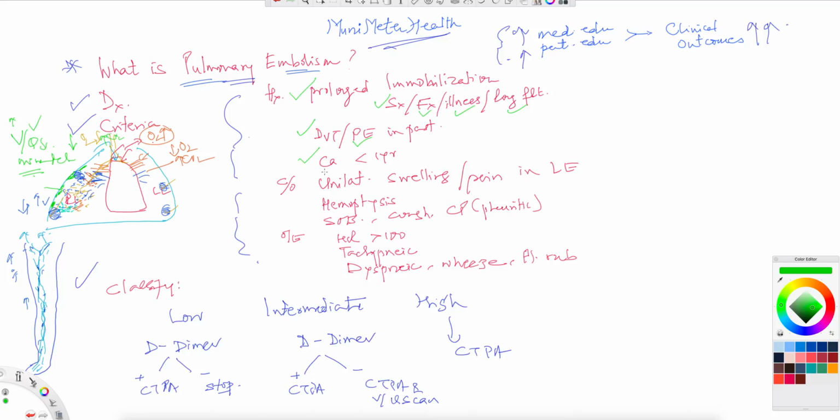And a history of cancer recently or within the year, whether actively being treated, or even if it's dormant but within the year. And then you have a unilateral swelling. Now that's a giveaway. If you have a unilateral swelling which is painful, that itself gives you highest points in favor of pulmonary embolism, especially if patients presenting with breathing difficulty. You must consider pulmonary embolism.